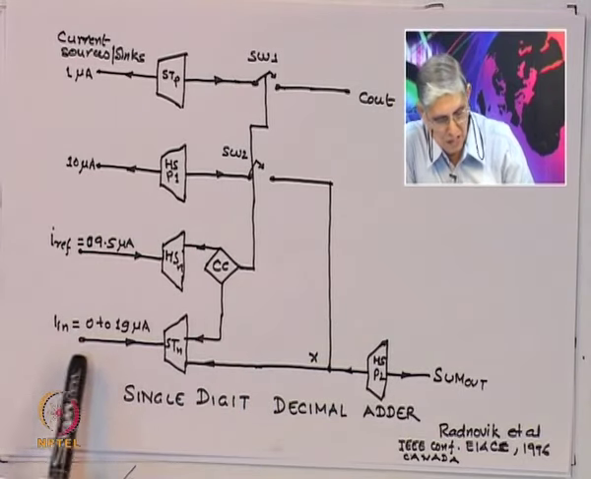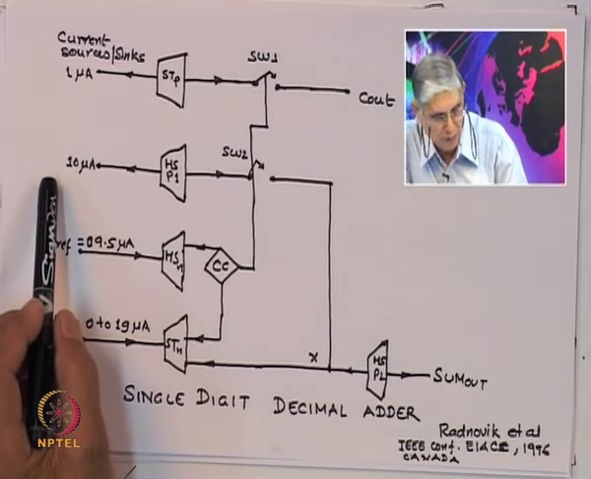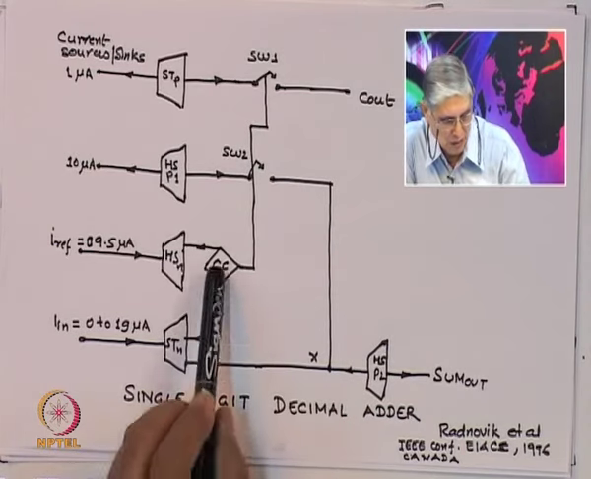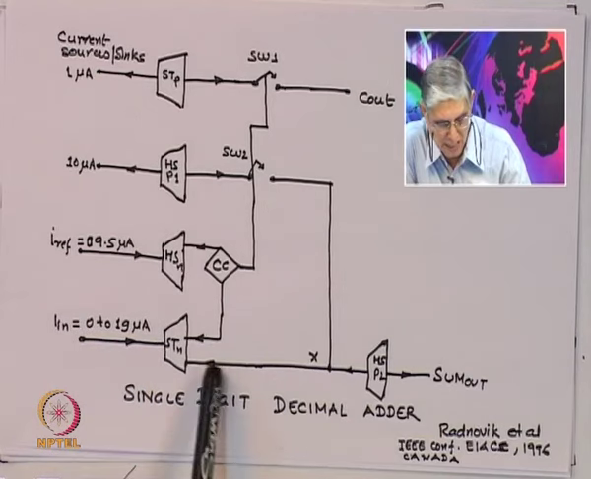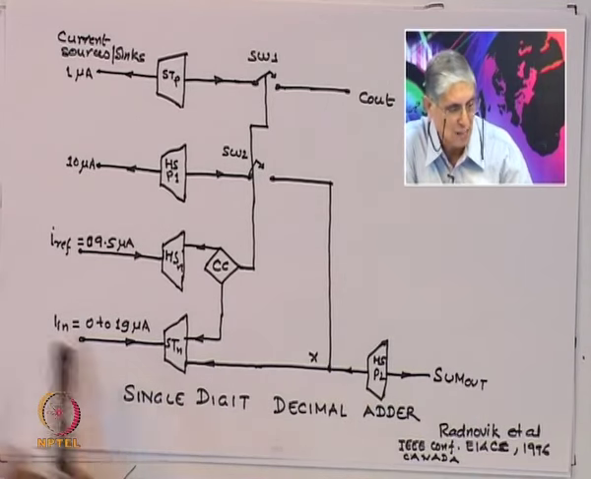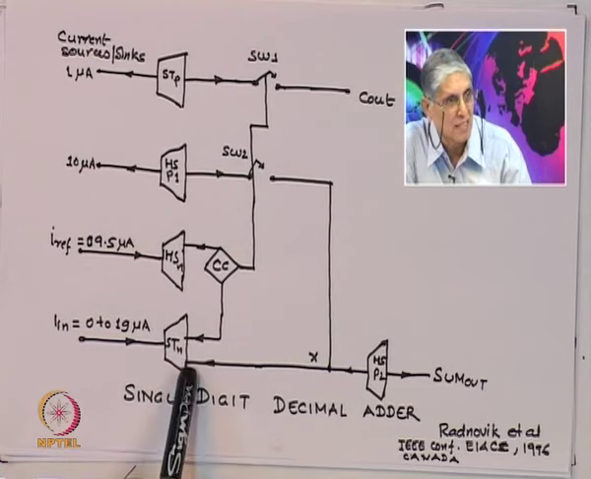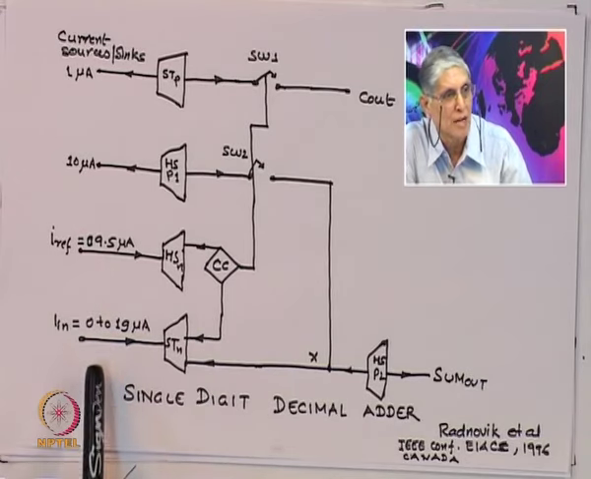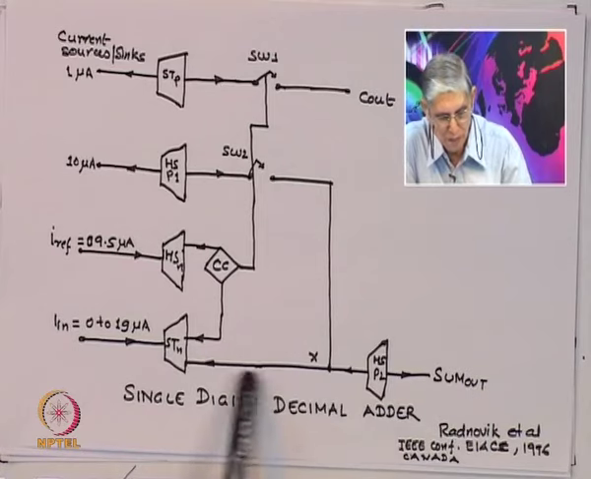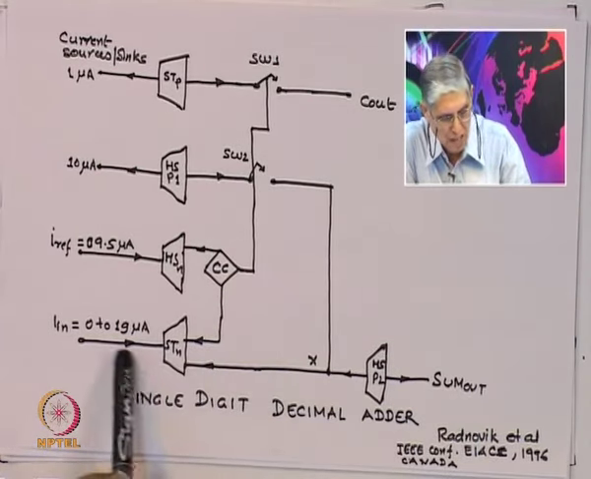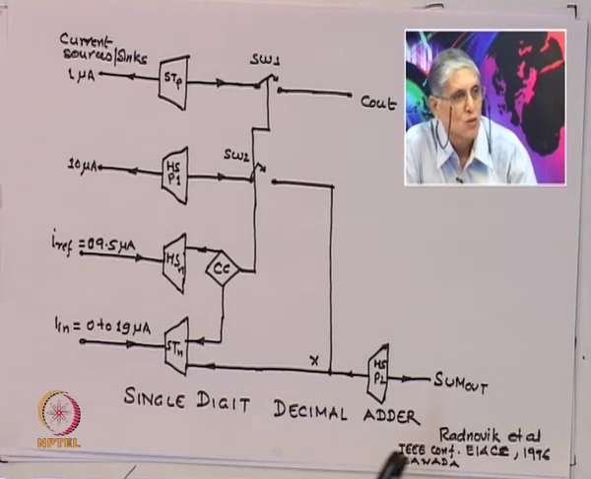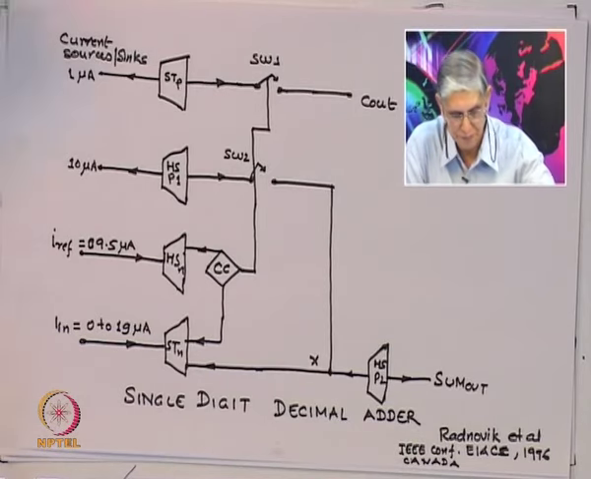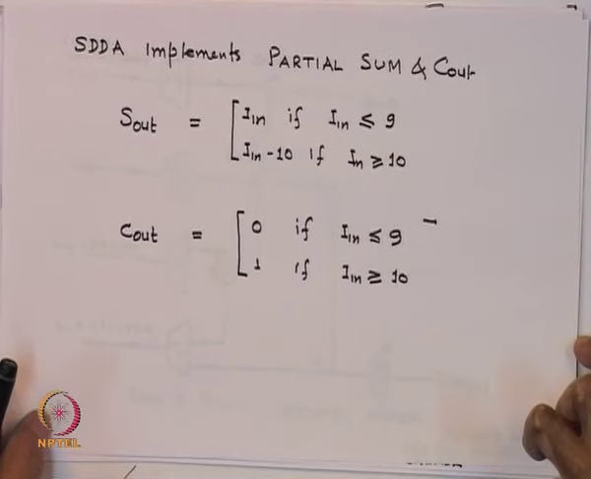Okay. Sum can be created from this, if it is 10 microamp and this switch closes down, this is 10. Now, please remember this is anything between 10 to 19 and if you see the sum has to be either IN or IN minus 10. Depending on whether this condition is more than 9.5 or less than 9.5, this sum will be either this sum or coming from this sum. So, this single digit adder allows you to do this function. You can go and look yourself once again, then you will verify.